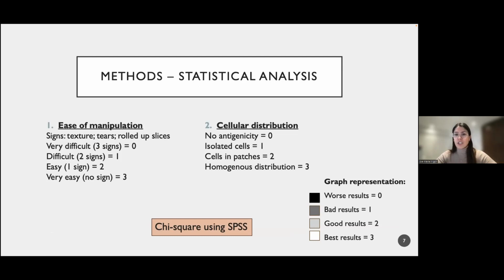And for all the antigens of interest, we scored the cellular distribution by looking through all the available labeled sections to assess the antigenicity preservation. And we found either no antigenicity, isolated cells, cells in light patches, or a homogeneous distribution across the sections. And we compared the observed frequencies of the 3 groups using chi-square.